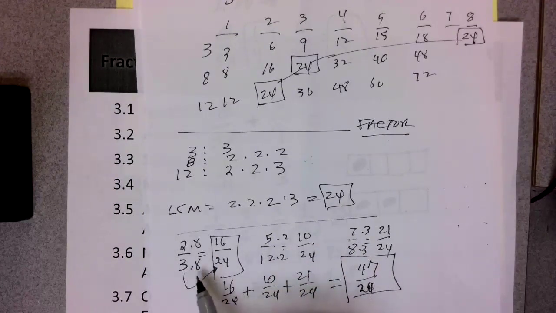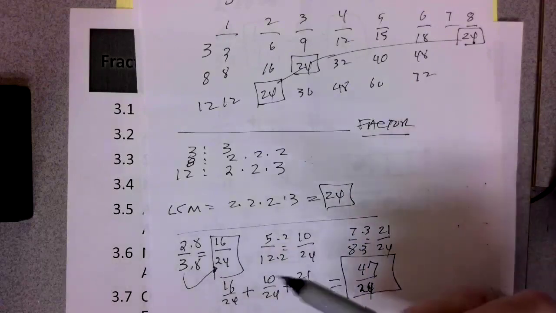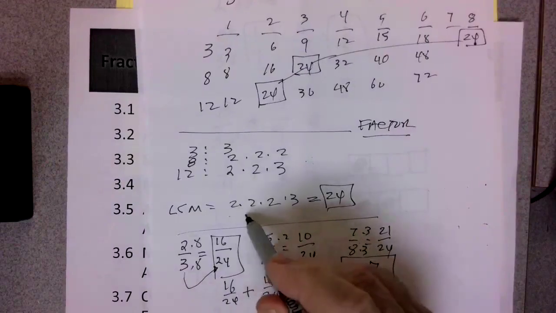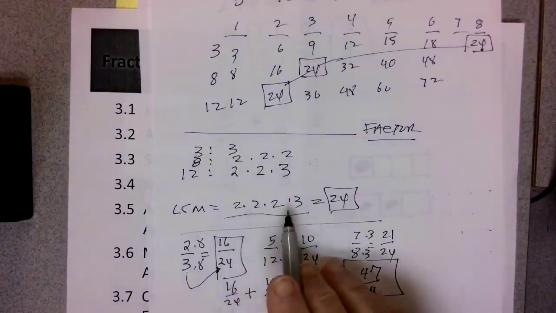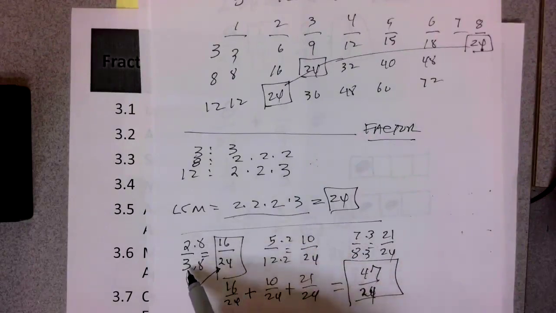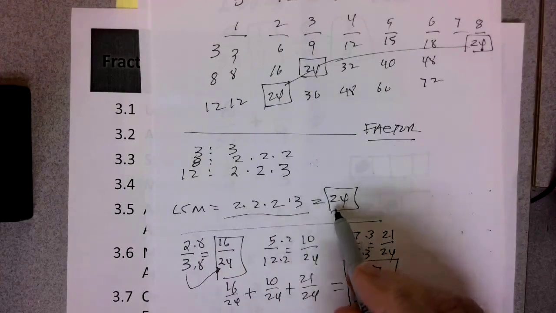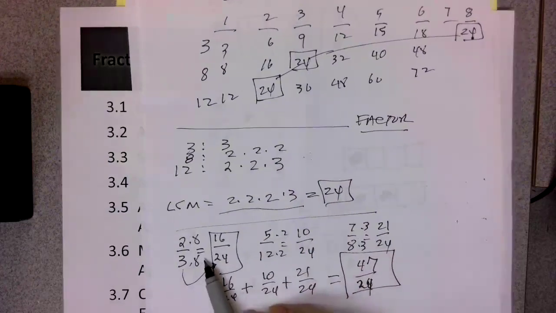The methodology for doing this is a little complicated, but you say to yourself, all right, what are the factors that are in the lowest common multiple? 2 times 2 times 2 times 3. What are the factors in 3? Only 3. Therefore, what factors that are in the lowest common multiple are missing from 3? Well, it's 2 times 2 is 4 times 2 is 8. So that's where the 8 came from.